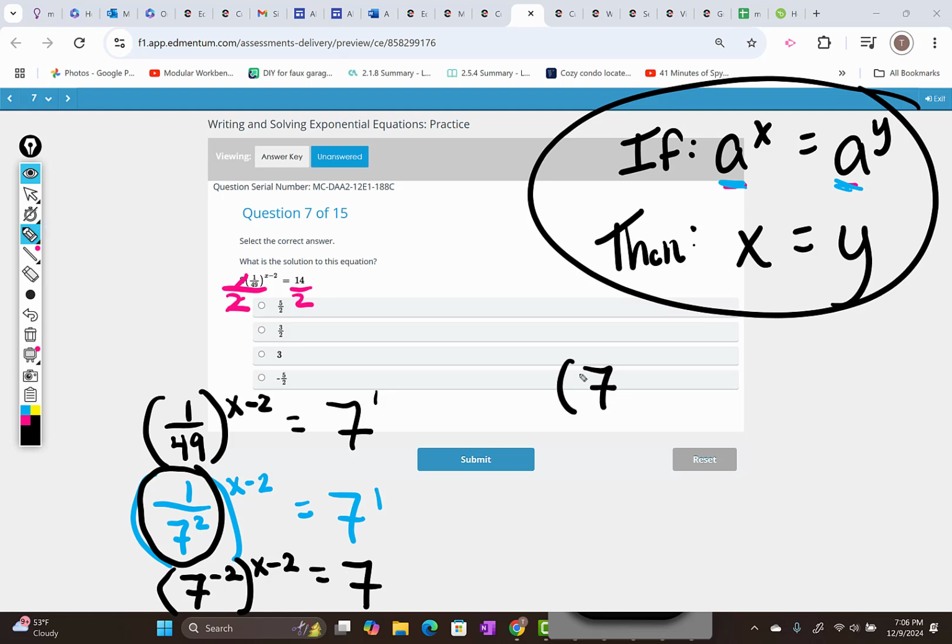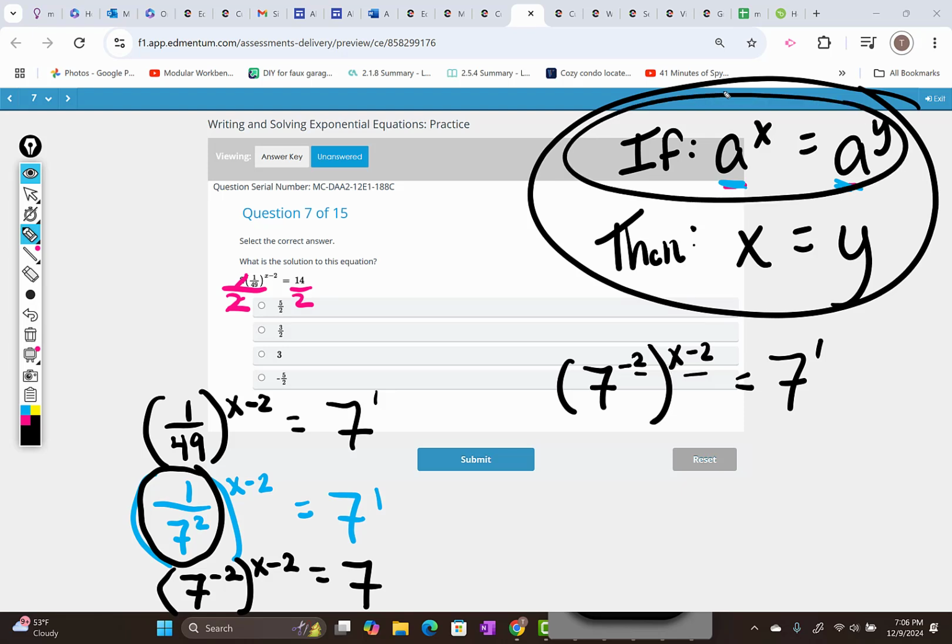All right, I'm going to rewrite the problem over here because, as always, I've not managed my space very well. One other thing we can do here before we apply this if-then rule is that we're raising a power to a power. So that's why it doesn't quite fit in this mold here. But when you raise a power to a power, you multiply those exponents. So we can rewrite this as 7 raised to the negative 2x plus 4 power equals 7 raised to the first power. Now the bases are the same.